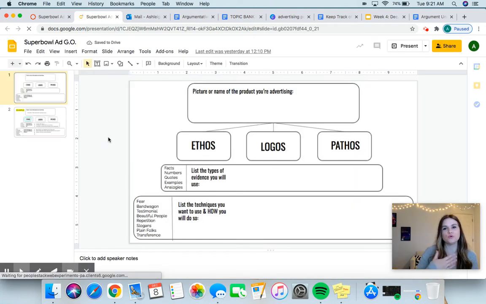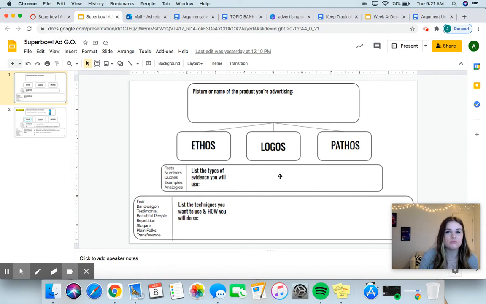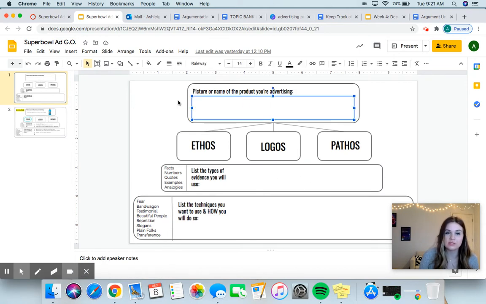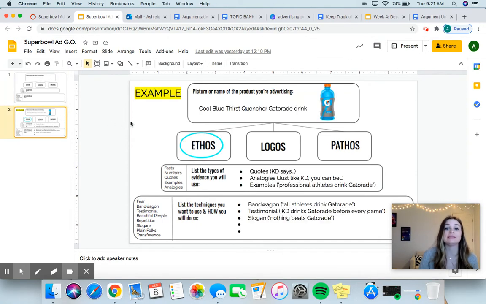It's done through Google Slides because this is the easiest way to do it. So if you look here, if you are doing the Super Bowl ad, this is the one you will fill out. This is where you will edit your own responses, but over here, the second slide is an example to show you what I'm looking for. So let's say that I am choosing to do a Super Bowl ad and I want to advertise the Cool Blue Thirst Quencher Gatorade drink, okay? You need to tell me what it is at least. If you want to find a picture, you can totally do that like I did. You don't have to, but definitely tell me what it is you're advertising.